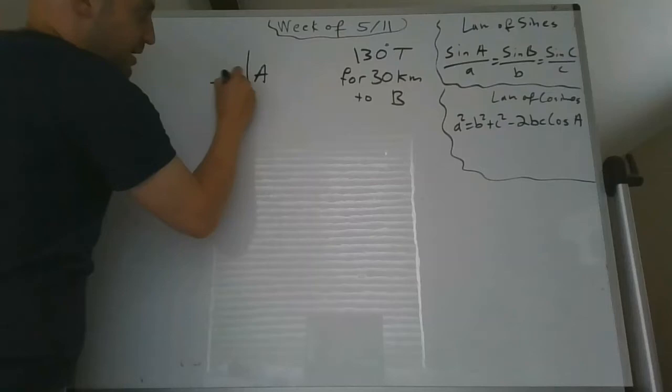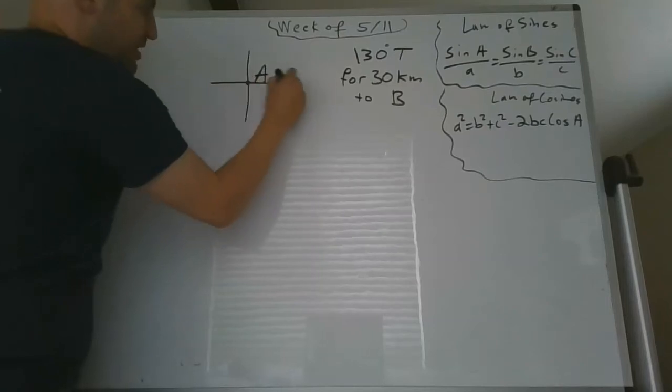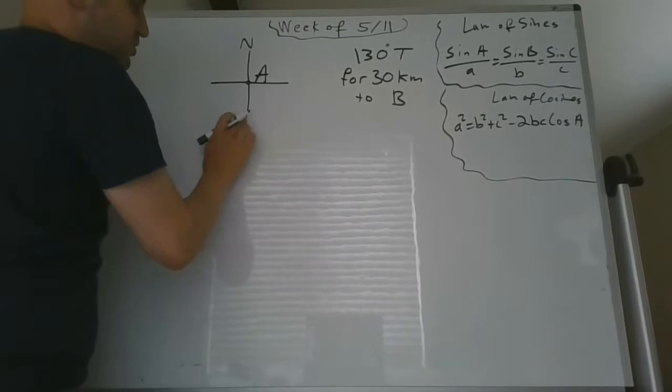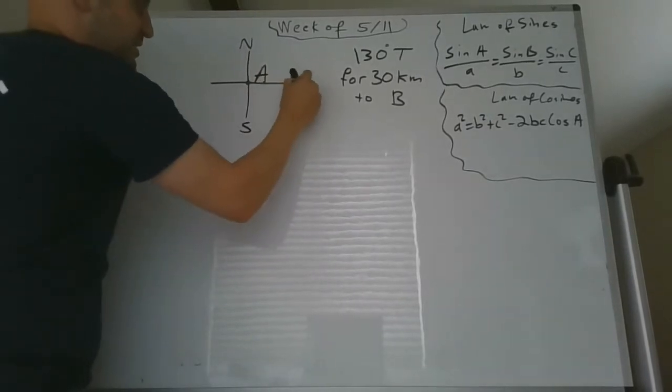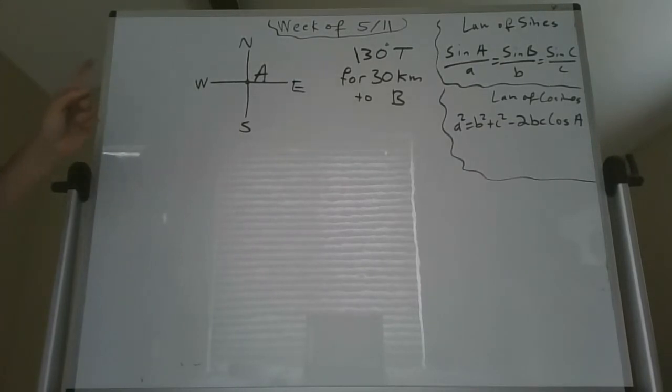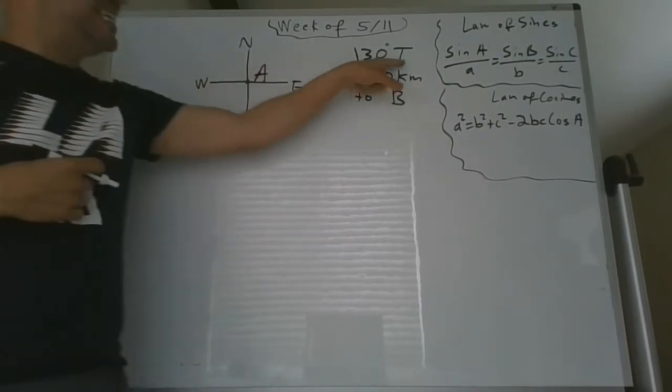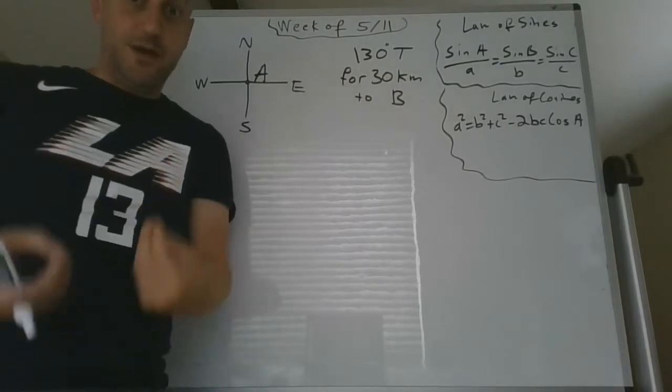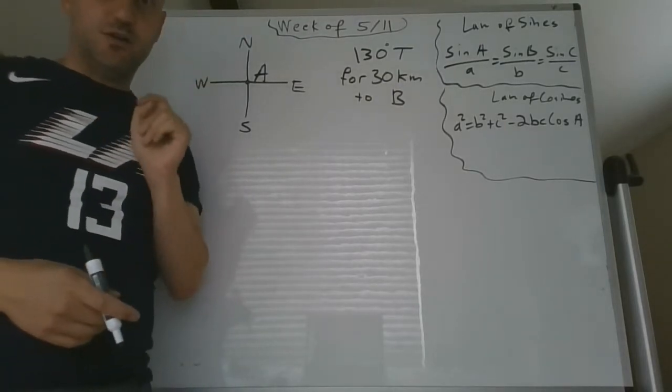I'm going to draw this. For point A, I'm going to draw direction north, south, east, and west. Okay. And so when it says it's going 130 degrees T, what that means is really the true bearing. Here's the thing, true bearing, 130 degrees.